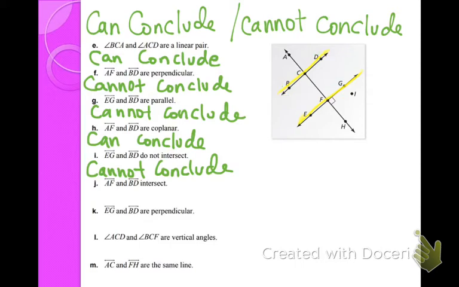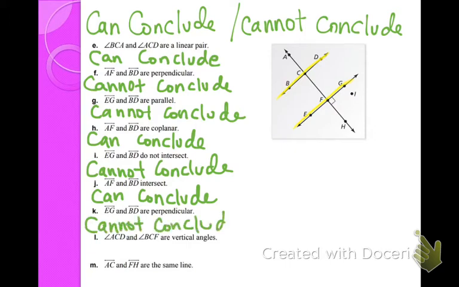So, cannot conclude. The next one, it says AF and BD intersect. What do we think? Can conclude. EG and BD are perpendicular. Can't conclude. Because they do not intersect and they do not form 90.